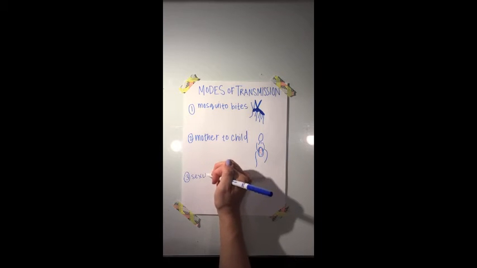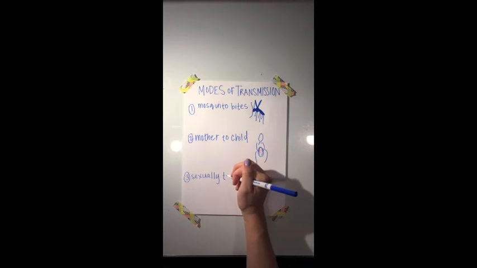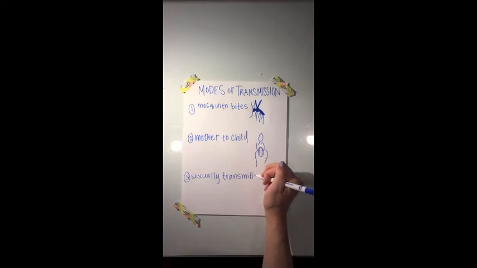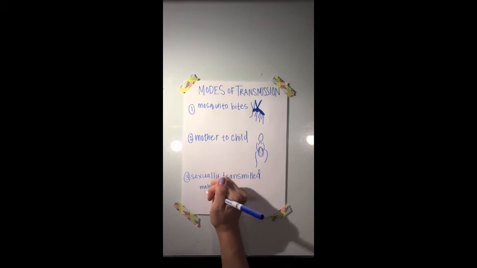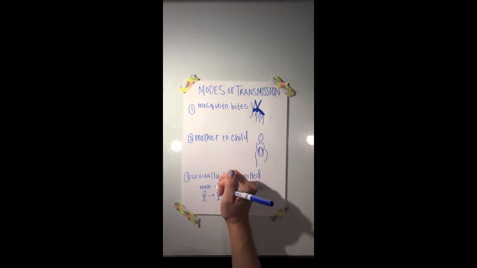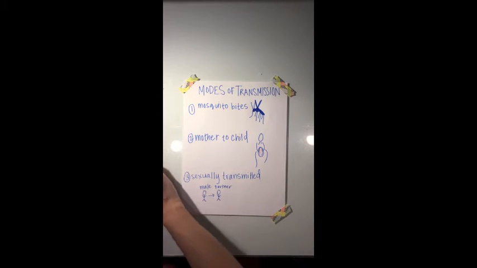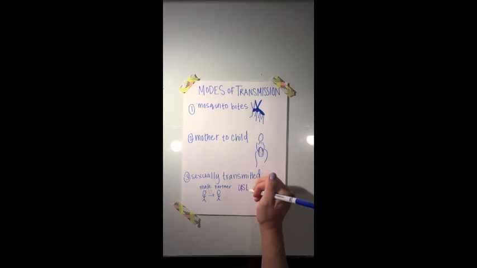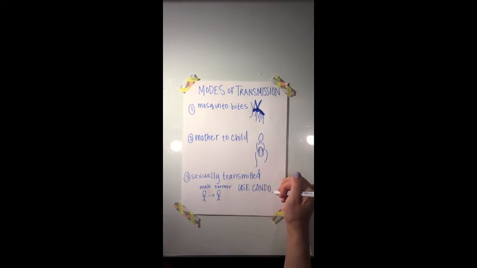The third mode of transmission is sexual contact. The Zika virus can be transmitted through the semen of a male to his partner through any form of sexual contact. Therefore, it's very important for people who are living in the areas affected, as well as those who travel to the areas affected, to use condoms.